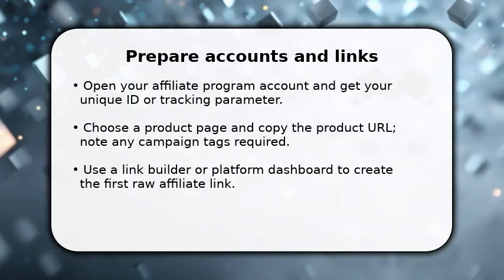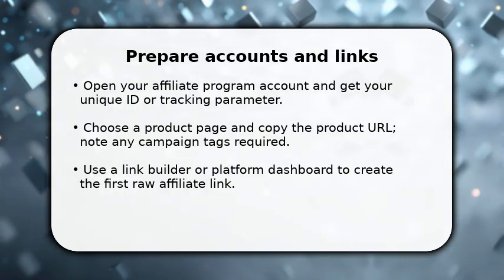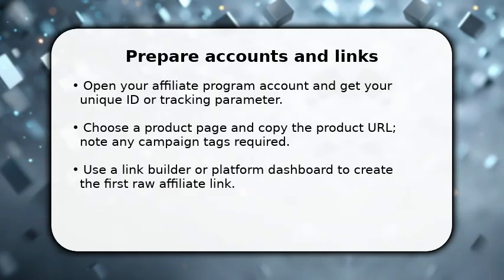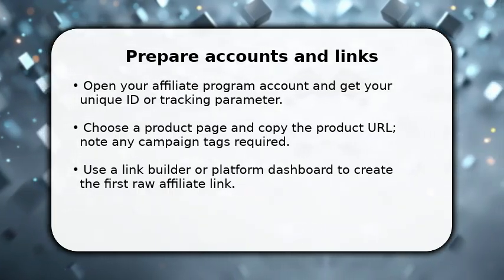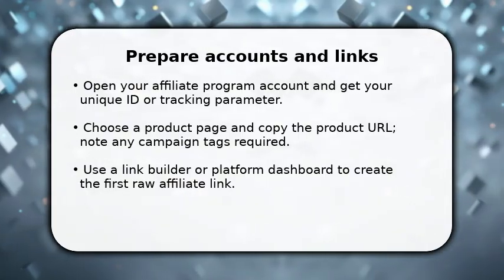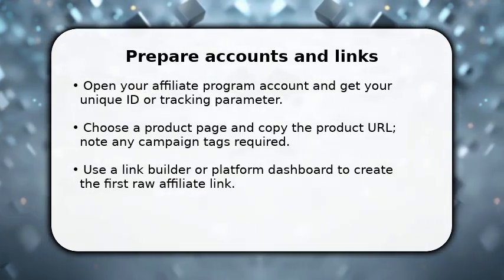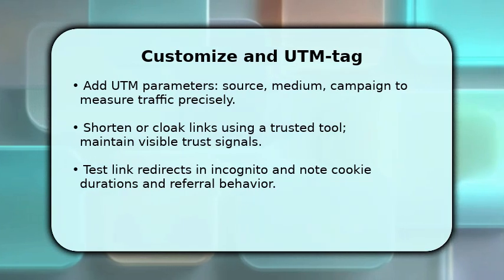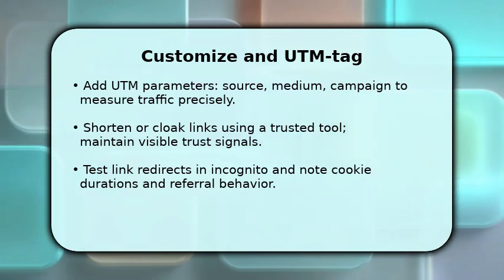Once you have both, open the merchant's link builder or your affiliate dashboard and paste the product URL. Then insert your ID or select a campaign tag. This creates the initial affiliate link you'll test and refine. Once done with the raw link, customize it so you can track performance.